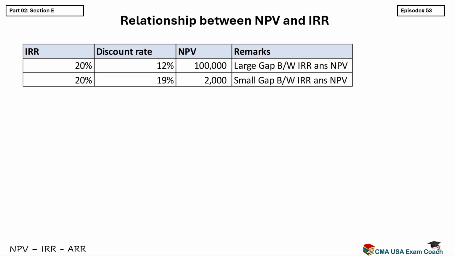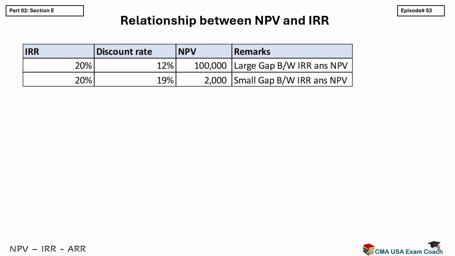Suppose a project has an IRR of 20%. Remember, IRR is the discount rate at which the NPV equals zero, meaning the project is neither making a profit nor a loss at that rate. Now, if the company uses a lower discount rate, say 12%, the present value of future cash inflows will increase. In this case, the NPV might rise to around 100,000. This shows a large gap between the NPV at the cost of capital and the IRR, which indicates a safe project.